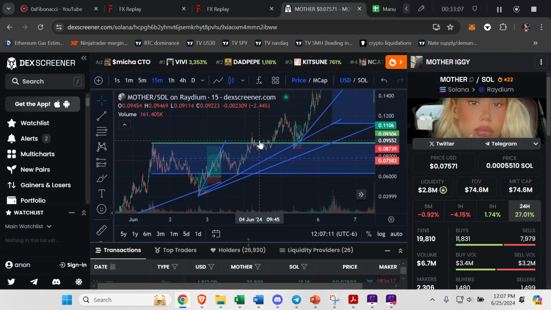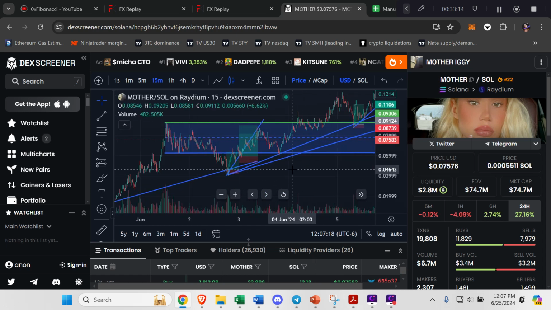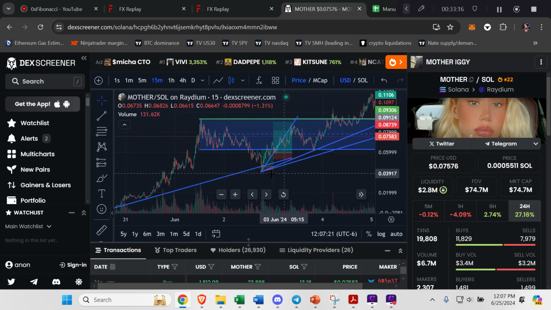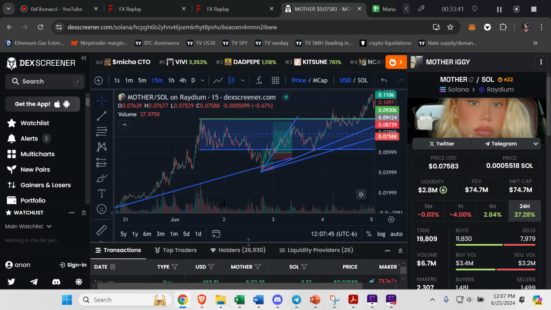So I have another very simple trading strategy that I was just going to show you guys. Obviously with meme coins, you're doing long only strategies. So 1 hour time frame, we're just gonna long on the 3rd hit of the trend line, same time frame as we were for Bitcoin. We're only gonna trade established, quote unquote, meme coins over 5 million market cap. Stop loss just under the recent low, and we're just gonna do a fixed 5R take profit to keep it simple. So we'll see in this chart.